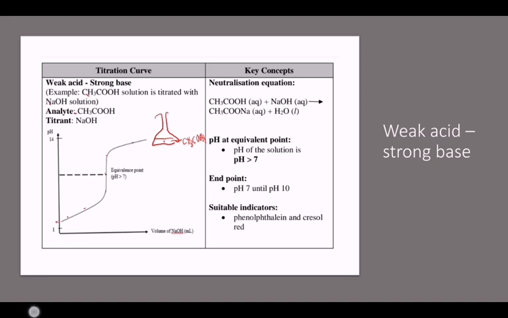So as we can see here, the pH range for the endpoint is 7 until 10, meaning that from 7 until 10, we have almost vertical line. It's not a vertical line, but it is almost a vertical line. And the equivalence point is pH greater than 7 because we have strong base and weak acid, meaning that the equivalence point is slightly basic.